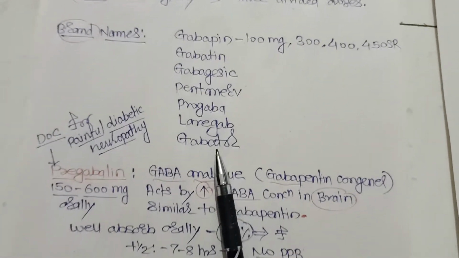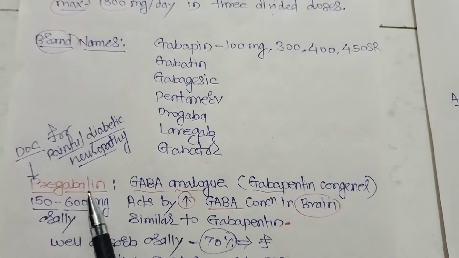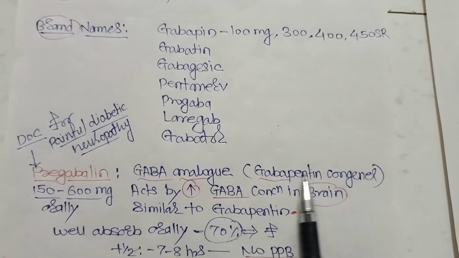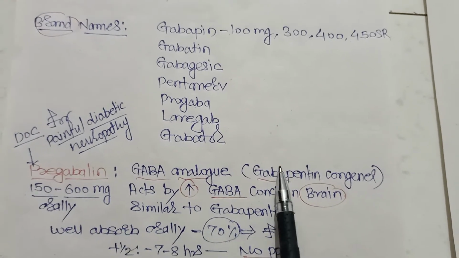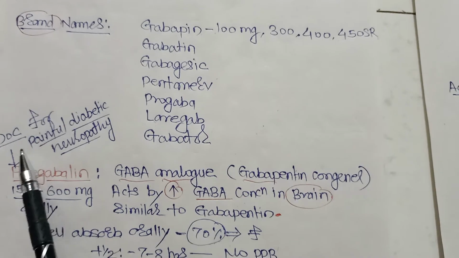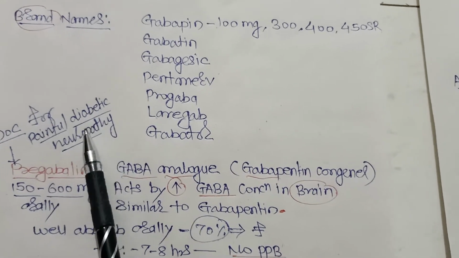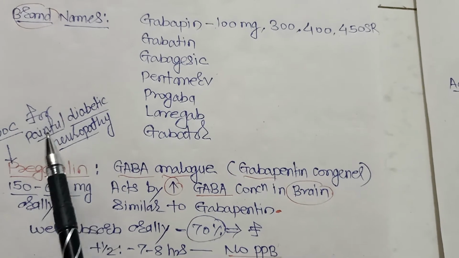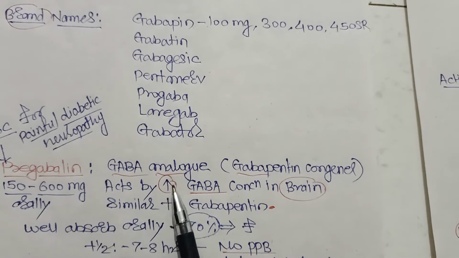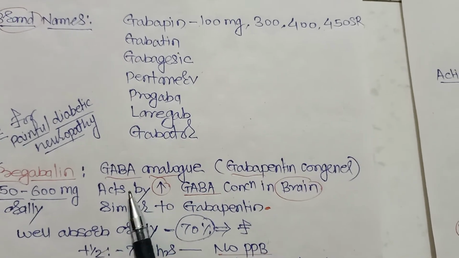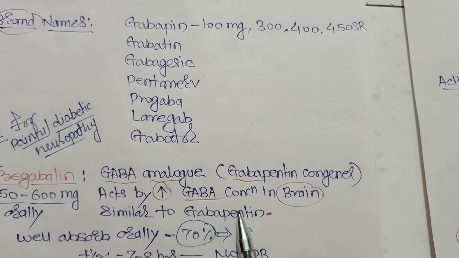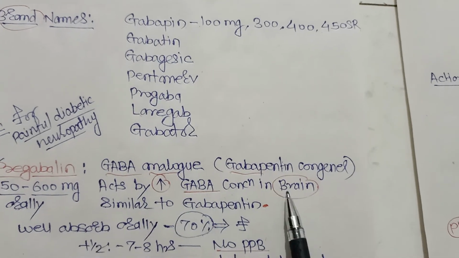Now there is one more congener, that is Pregabalin. Pregabalin is a GABA analog, or a Gabapentin congener, and it is the drug of choice for painful diabetic neuropathy. It acts similarly to gabapentin, by increasing the GABA concentration in the brain. Mechanism of action is almost similar to gabapentin.